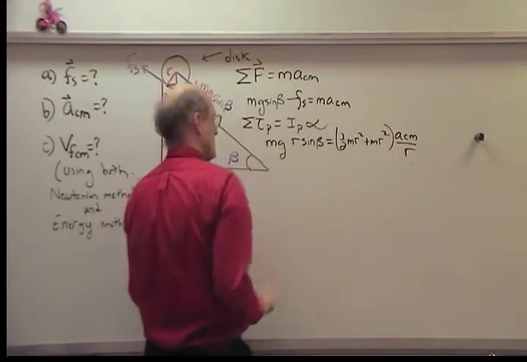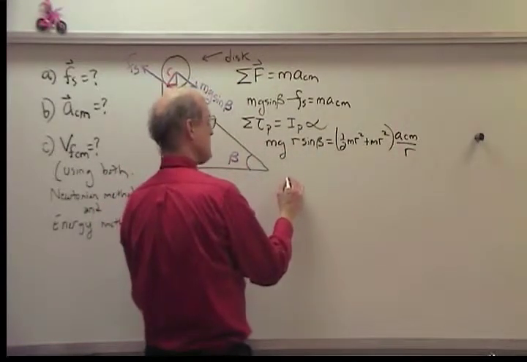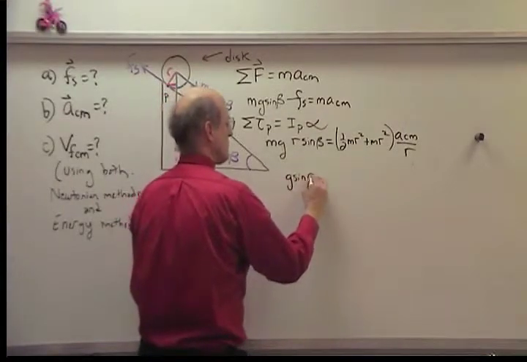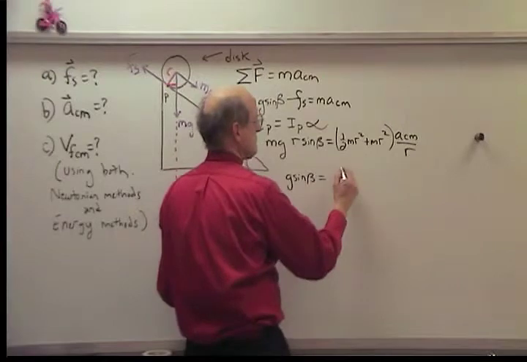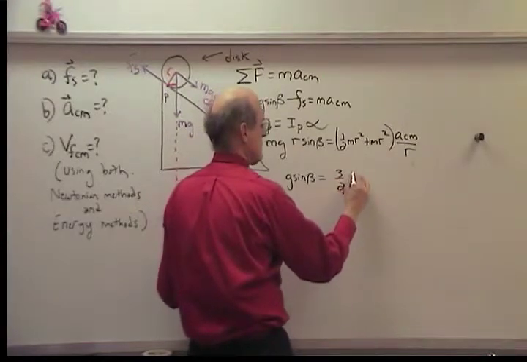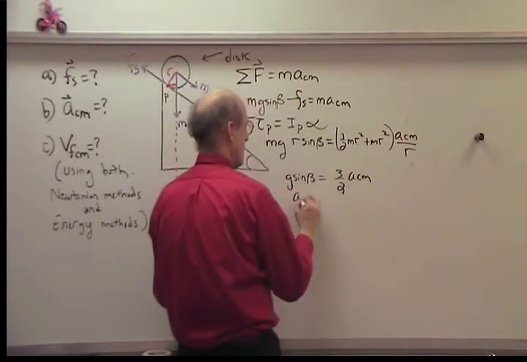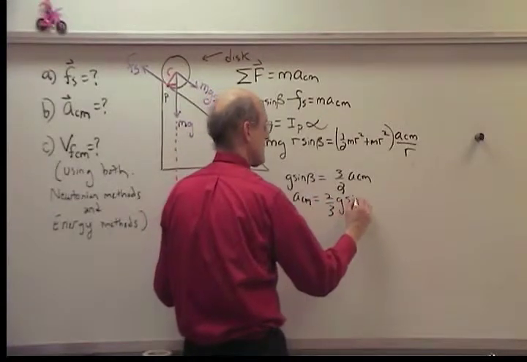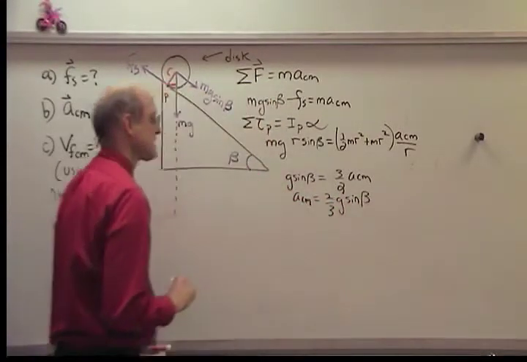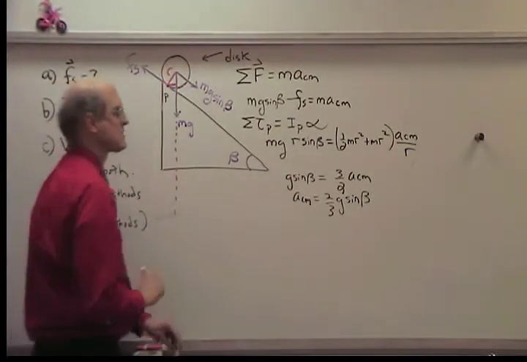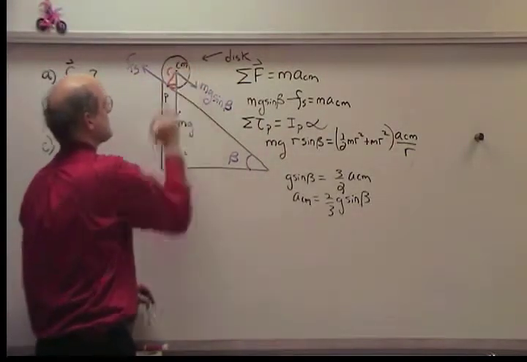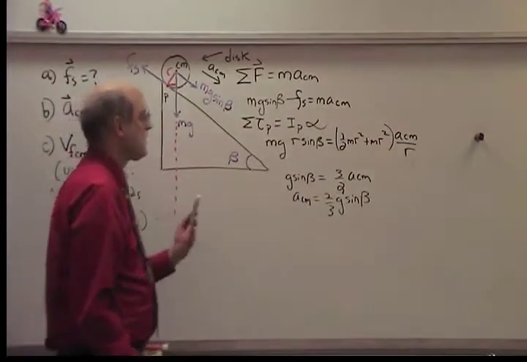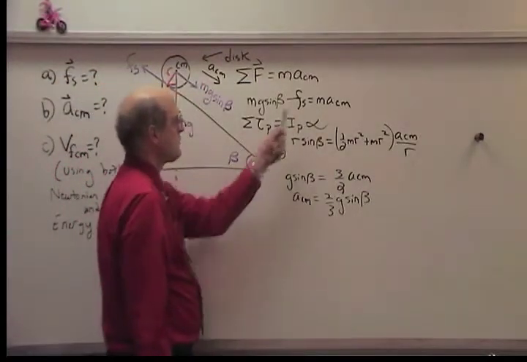Okay, simplifying this gives us g sine beta equals 3/2 ACM, or ACM is equal to 2/3 g sine beta. So that's the acceleration of the disk's center of mass, ACM.